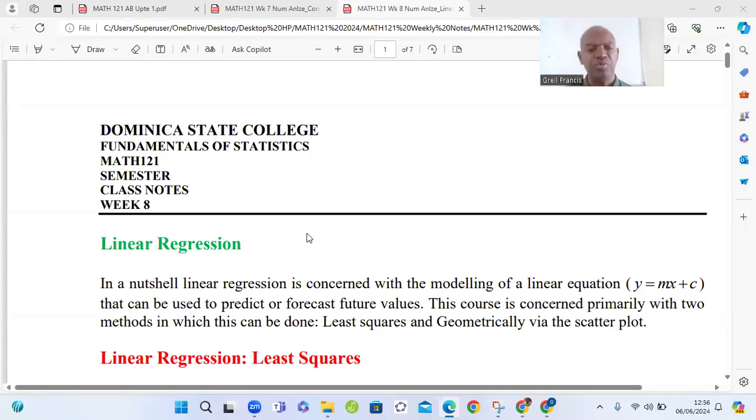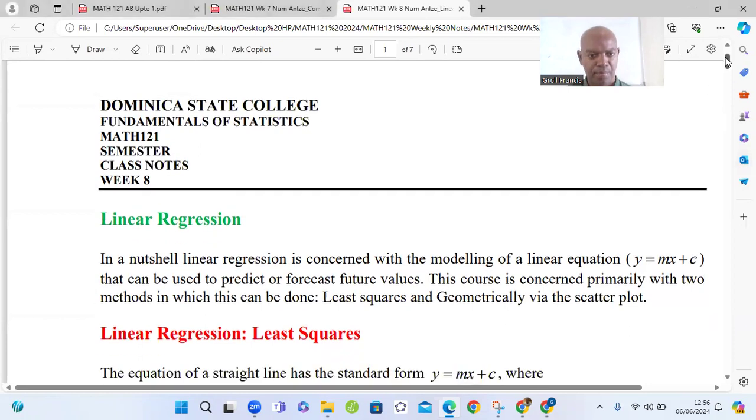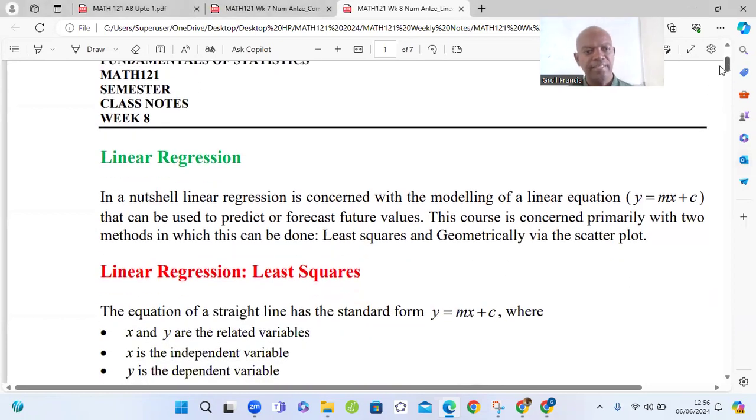So here we're going to demonstrate how to apply linear regression. It says, in a nutshell, linear regression is concerned with modeling a linear equation that can be used to predict or forecast future values. This course is concerned primarily with two methods in which this can be done: least squares and geometrically via the scatter plot.